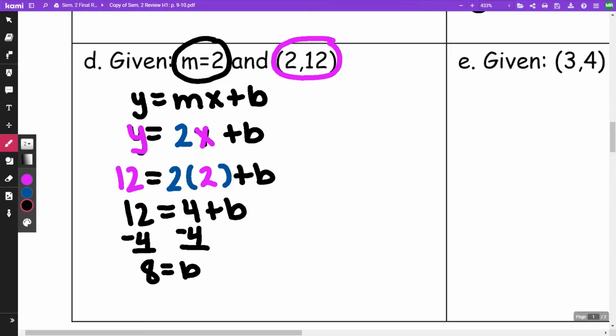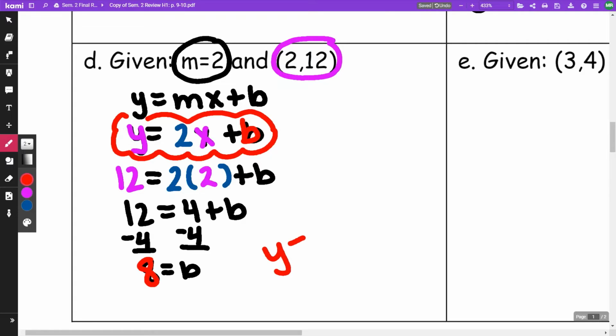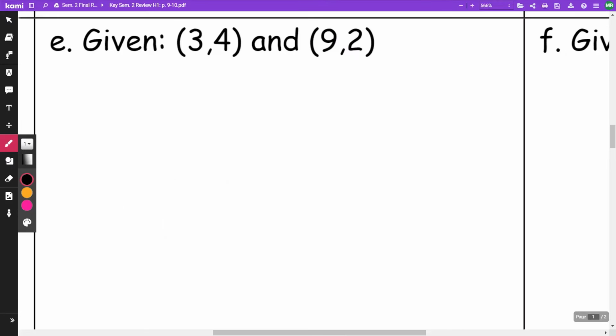So now I'm going to go back to the original equation up here. I am going to be substituting this 8 in for this b. And so my equation is going to be y equal 2x plus 8. So letter E is slightly different. We do not know the slope. We have 2 points, but we can find the slope given 2 points.